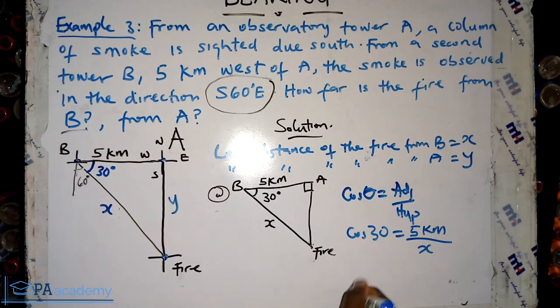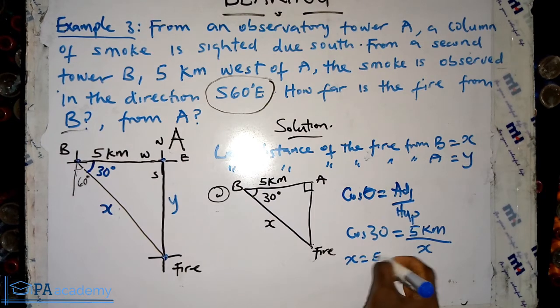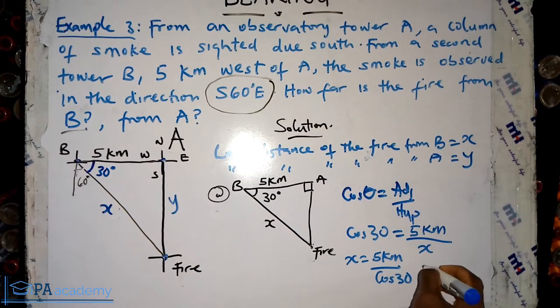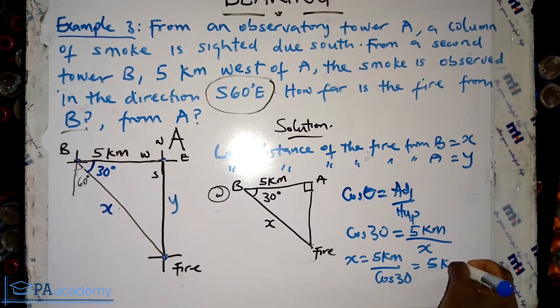So let's make X the subject of the formula. In doing that, we'll have X equals 5 kilometers over cos 30. So that will be 5 kilometers divided by, let's look for the value of cos 30. Cos 30 will give us 0.8660.